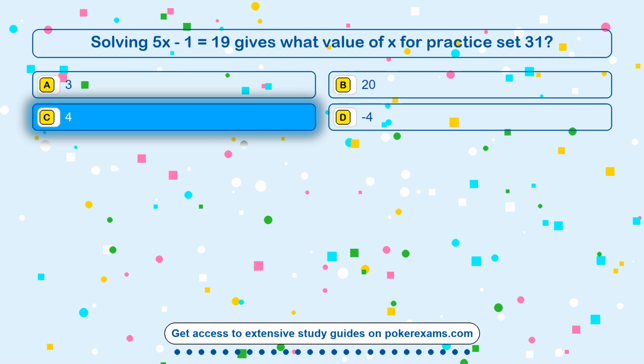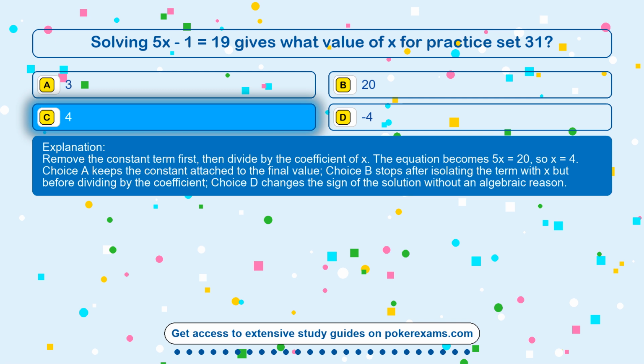The correct answer is option C, 4. Remove the constant term first, then divide by the coefficient of x. The equation becomes 5x equals 20, so x equals 4.